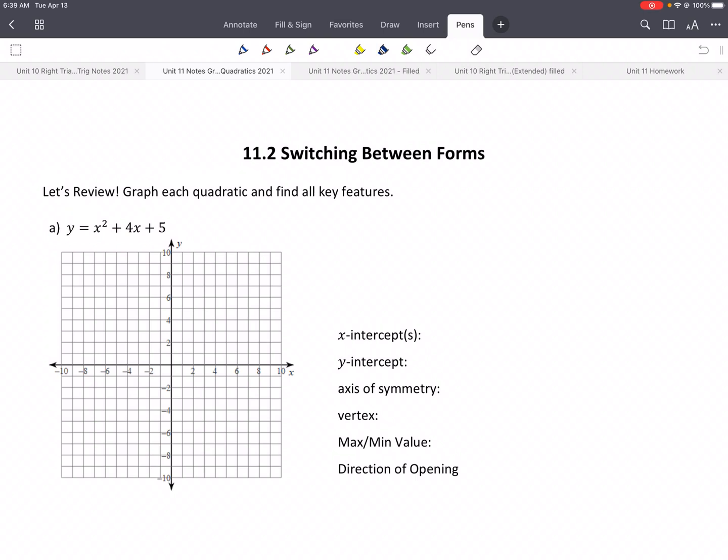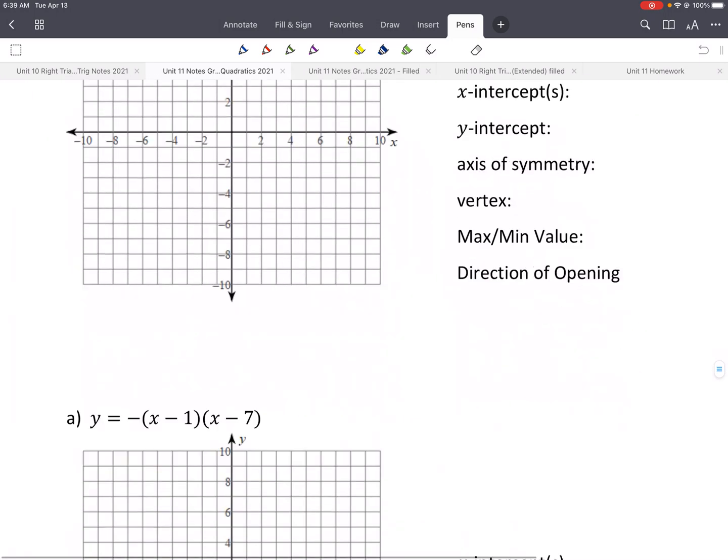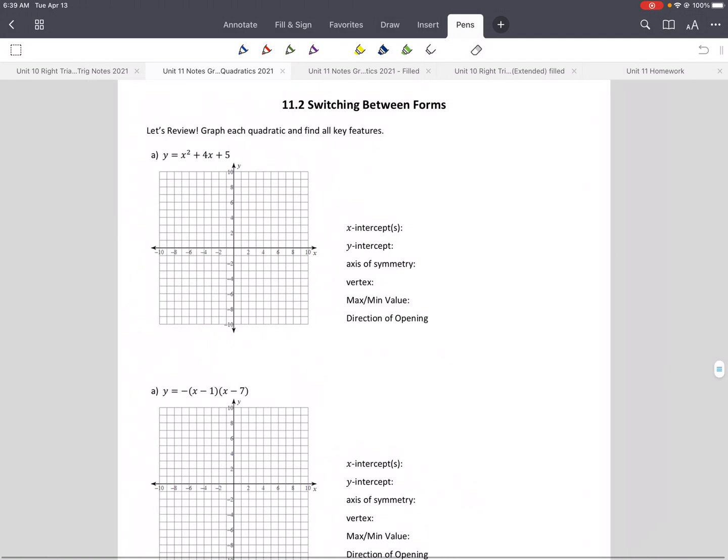All right, everybody, we're on 11.2, switching between forms. So we've talked about graphing from standard form. That looks like something like this. That's standard form. Y equals ax squared plus bx plus c. And we also learned how to graph from intercept form, which looks something like this. All right. Today we're going to be learning how to switch between those forms.